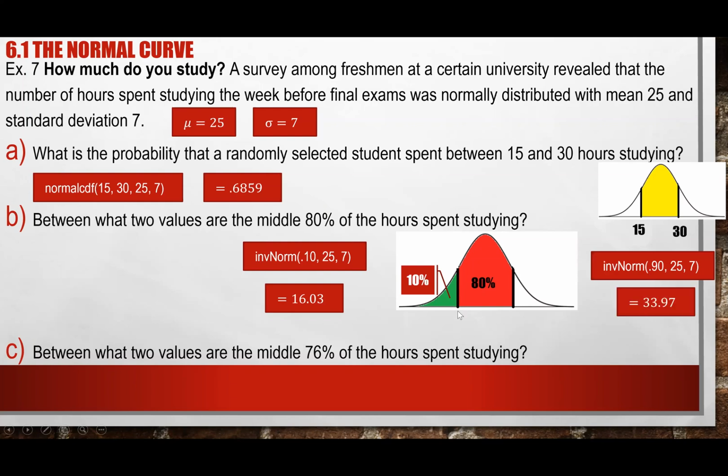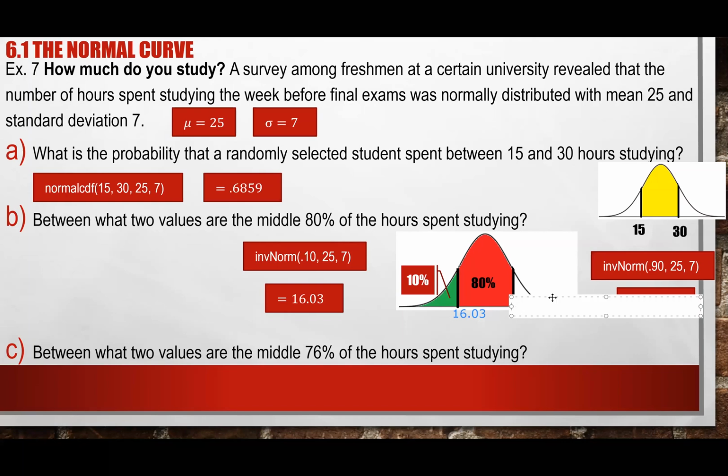The two numbers that we're looking for: this is the left endpoint, let's just say 16.03. And on the right-hand side, the number is 33.97. So those are the two endpoints that we have. If you were to do the normal CDF of 16.03, comma 33.97, comma 25, comma 7, you will get 80% or 0.80, right?